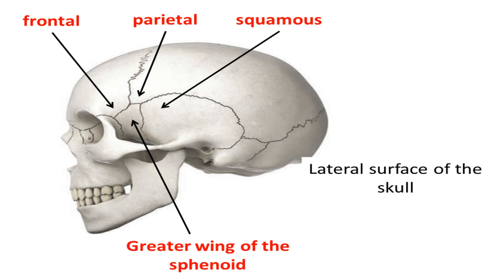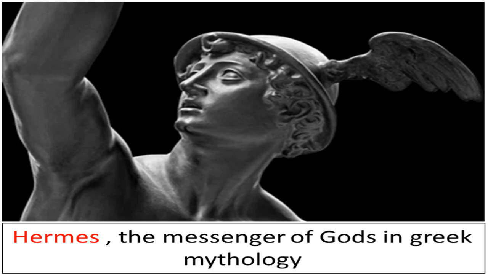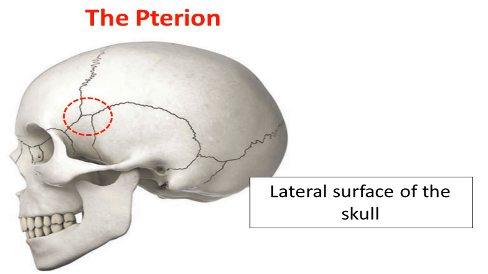Of course, you can expect now and remember the names of the other three bones: the frontal, the parietal, and the squamous bone. By the way, we need to know the origin of this name, pterion, and why this region is so called pterion. What does it mean? The word is derived from the Greek origin pteron, which means wing. This is because in the Greek mythology, Hermes, who is the messenger of the gods, had wings attached to his head, and these wings were fixed to his head at the same region of the pterion, so this region is called pterion.